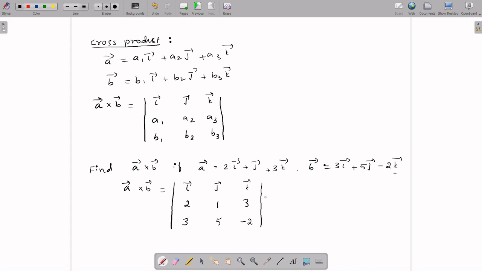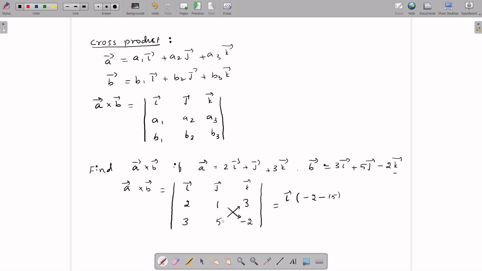So we have i vector into the expansion of this. You do the cross product of these two terms first. So 1 into minus 2 becomes minus 2, and minus, by the formula, 5 into 3 is 15. That is, the product of these two terms minus the product of these other two.